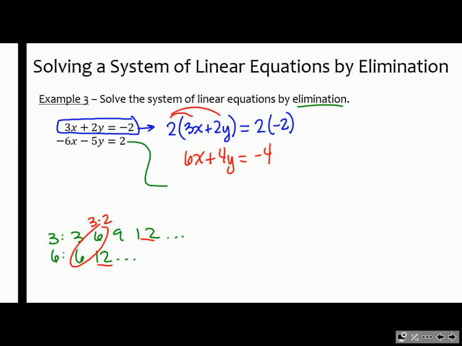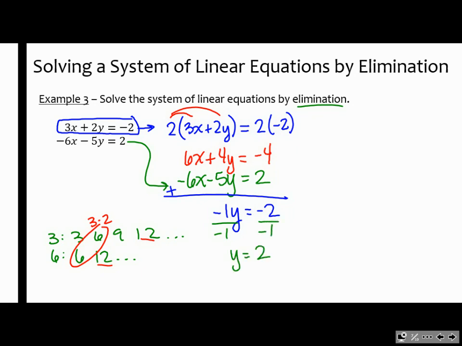Let me rewrite the system. We'll have 6x plus 4y equals -4, and -6x minus 5y equals 2. Now I have a pair of additive inverses, so I can eliminate the x variable through adding the equations. 6x add -6x is 0. 4 add -5 is -1y, or you could write it as -y equals -4 add 2 is -2. Finish up by dividing both sides by -1. Y equals 2.